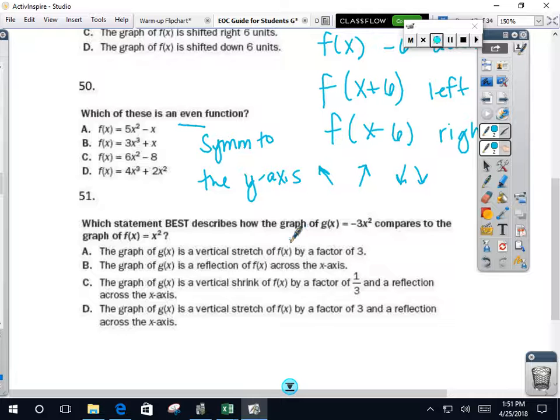So you just graph all 4 and see which one fits that criteria. So quickly do it. Graph all of them, see which one is symmetric to the y-axis, and their ends behave the same way. You can, but it gets a little busy on your graph.